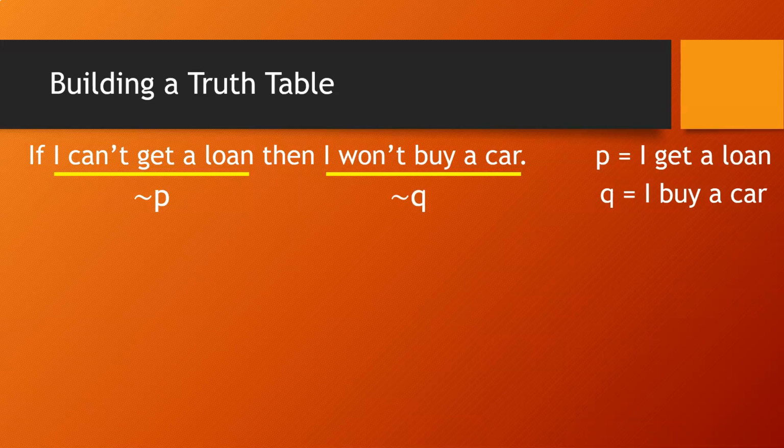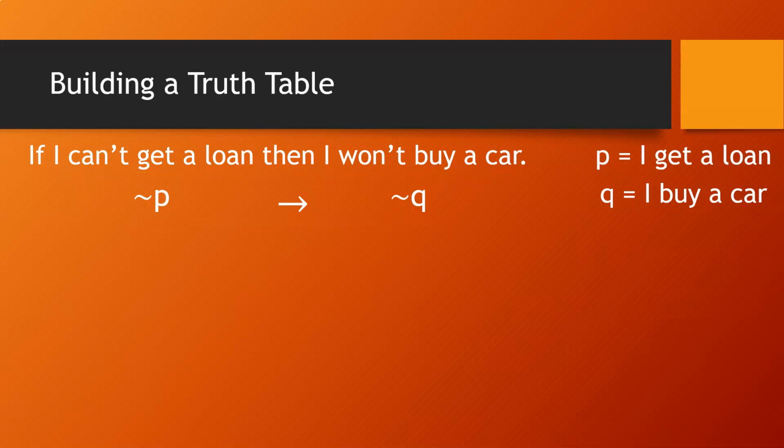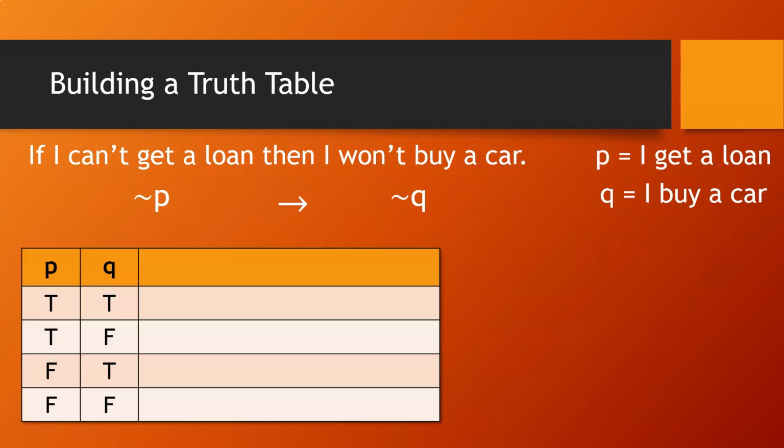The entire sentence is a conditional statement, an if-then statement, so we'll use an arrow to represent the conditional. The statement, if not P, then not Q, is what we'll be making a truth table for. So, how do we start our truth table? Well, we only have two simple statements, a P and a Q. So, we'll have 4 lines in our truth table corresponding to the 4 different ways we can combine truth and falsity for P and Q.